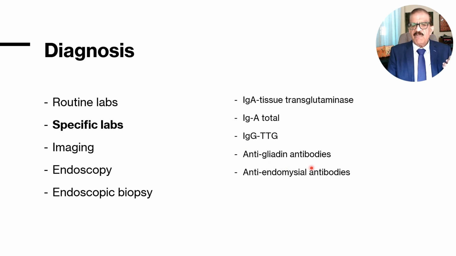Anti-gliadin antibodies may be done in children under 2 years. Anti-gliadin deamidated antibodies may be done, and anti-endomysial antibodies, I'm not sure what is the exact place, but these are not done these days. So these are the specific lab tests for celiac disease. Very important. Out of many investigations, this stands out as the investigation of choice as a first screening test. Absent IgA tissue transglutaminase would warrant further investigation to rule out other conditions.